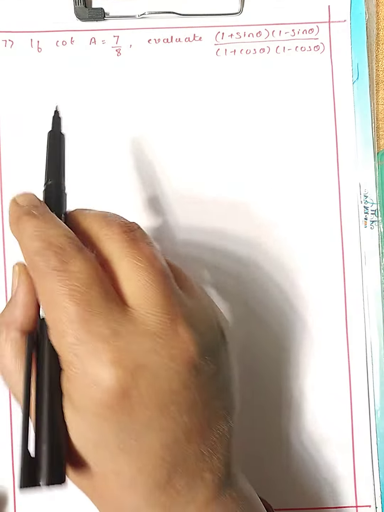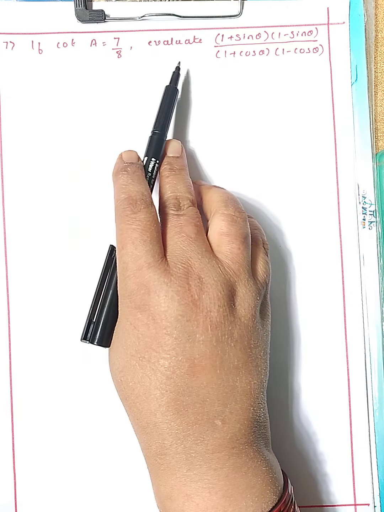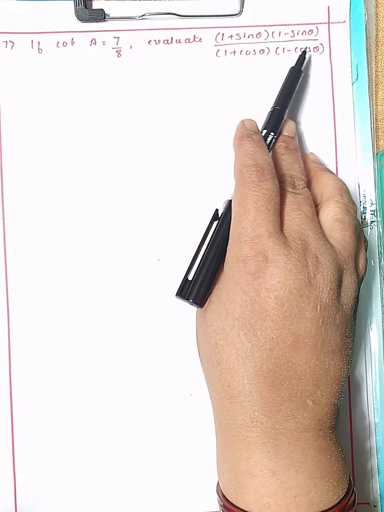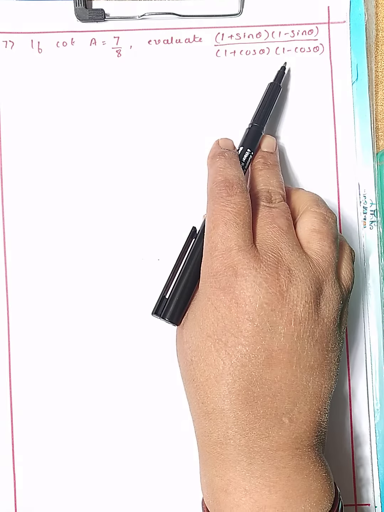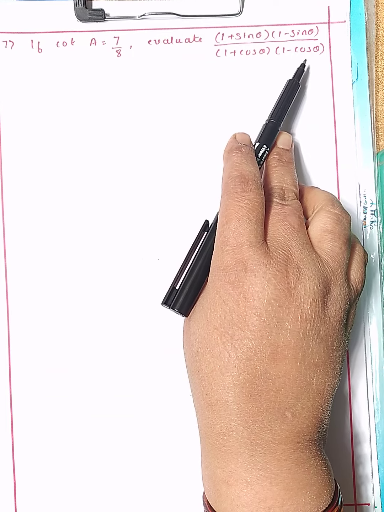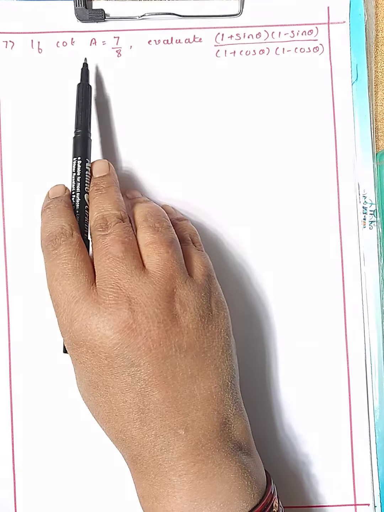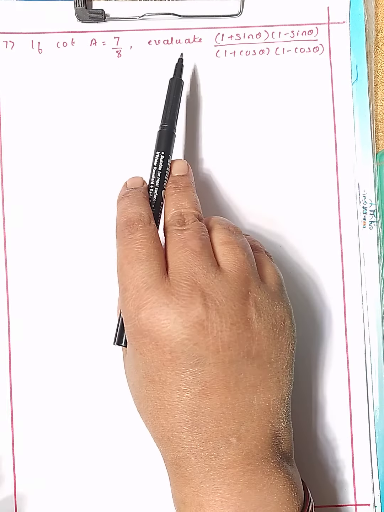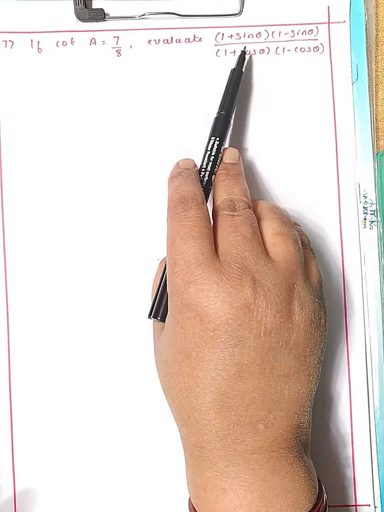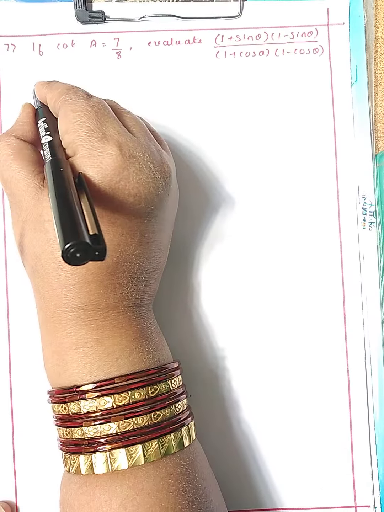Now your seventh question is, if cot A equal to 7 by 8, evaluate (1 plus sin theta) into (1 minus sin theta) upon (1 plus cos theta) into (1 minus cos theta). Here the cot ratio is given and we have to find the sin ratio and cos ratio, and we will substitute the values in this equation. So first draw the figure.